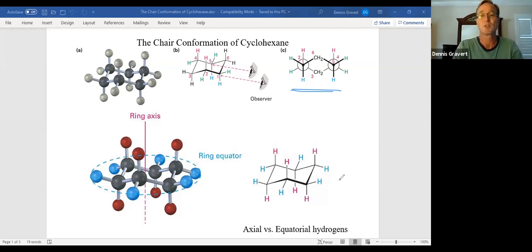Here's a nice drawing. That's our goal, to draw something like this. And again, you need a good chair. The carbons need to be in the right shape so that when you attach the axial and equatorial bonds, they look right. Okay. Here's the page. There we go.